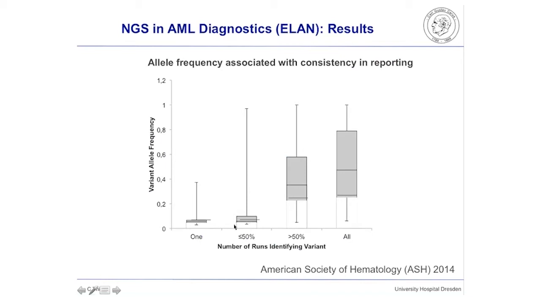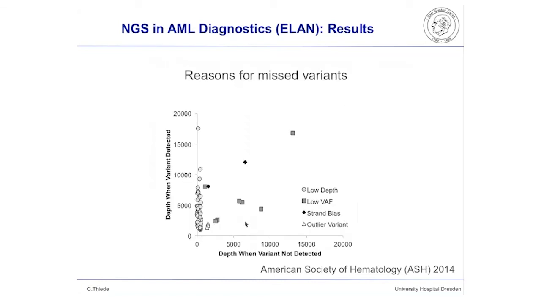changes with a lower variant allele frequency were reported only in single laboratories or in a considerably lower number of labs. The reason for this, when we looked at it in more detail, was a combination of coverage and low variant allele frequency. So especially changes with low coverage and a very low variant allele frequency were likely to be underreported in this comparison.